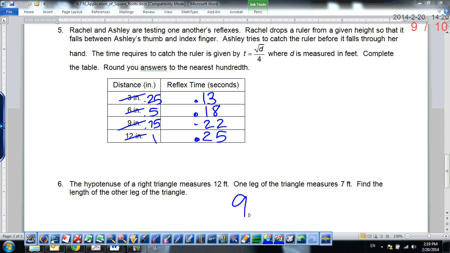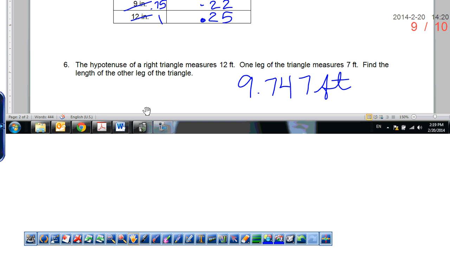Number 6, you should have gotten 9.747 feet. And number 7, you should have gotten 196 feet. If you did not put units, that's another place you would have lost points. Okay, so be really careful about that. Questions?